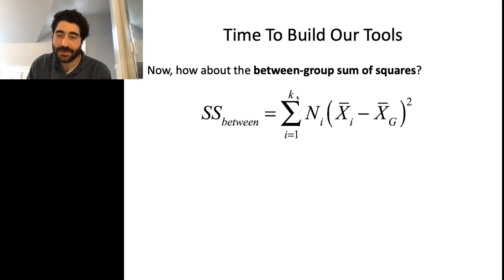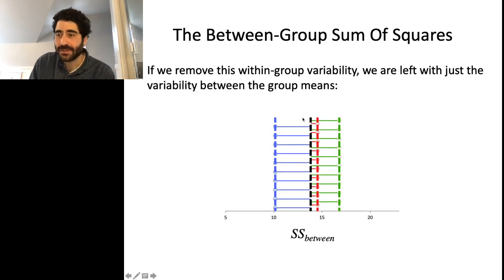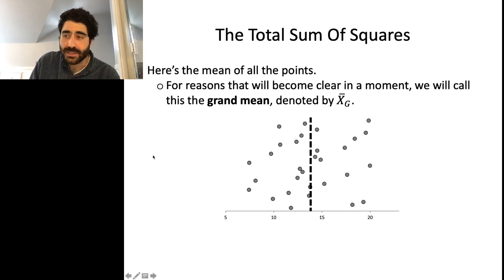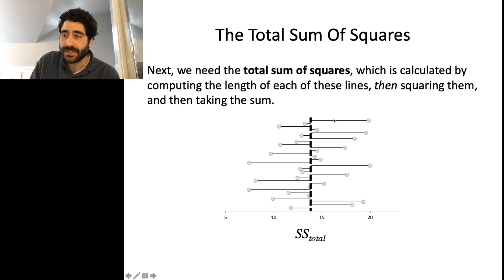Like in our example, there'd only be three terms in this between group sum of squares. All you're doing is figuring out how far is this blue thing from the mean, how far is this red thing, how far is this green thing. There's only three numbers in that sum, right? Whereas the total sum of squares has one of these for each point. For every point we have to measure a squared deviation to the grand mean.